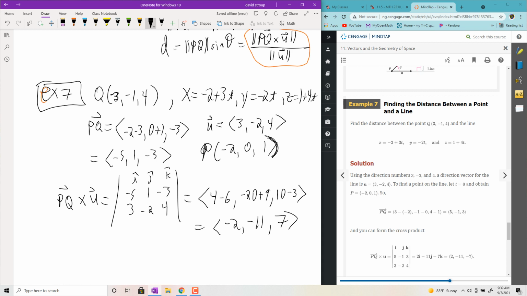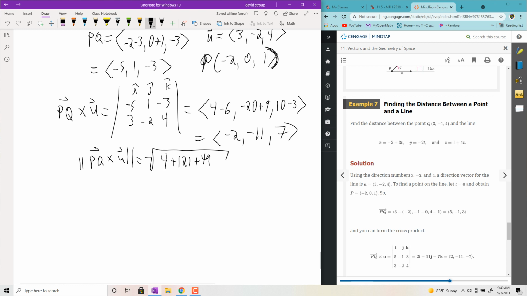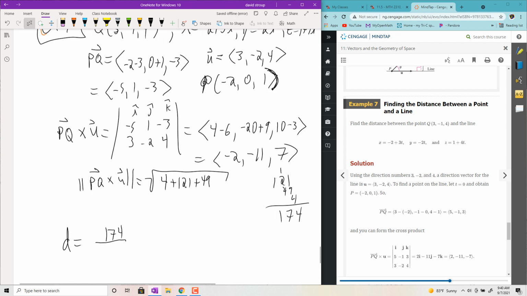And then we need the magnitude of that. So the magnitude of this cross product is going to be the square root of 4 plus 121 plus 49, which is 174. So the distance is going to be 174 all over the magnitude of U.